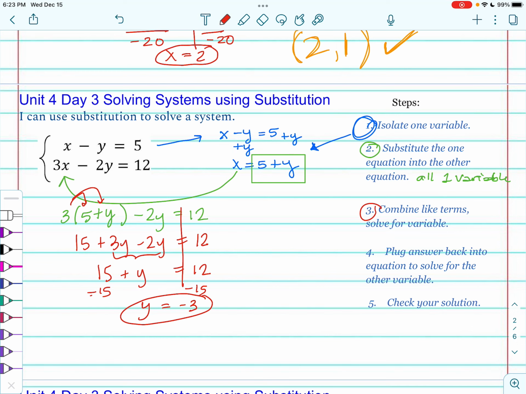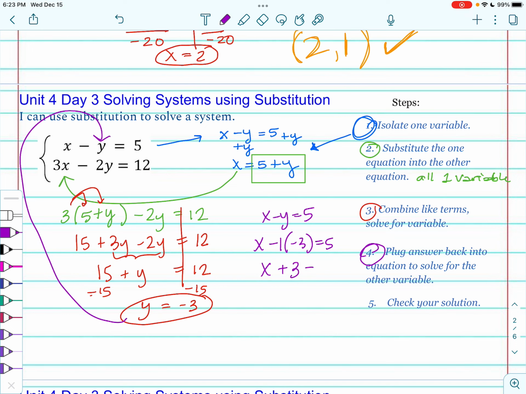Okay, again, this is not enough. Okay, we need to plug it back in. You should plug it back into one of the originals. I'm going to plug it in here because that sounds good to me. So x minus y equals 5. X minus, and I'm going to put my number here. Okay, this is like distributing a -1. So this is like x plus 3 equals 5 now. I'm going to subtract 3 from both sides. And I get x equals 2.